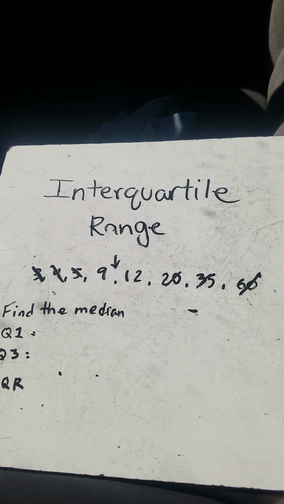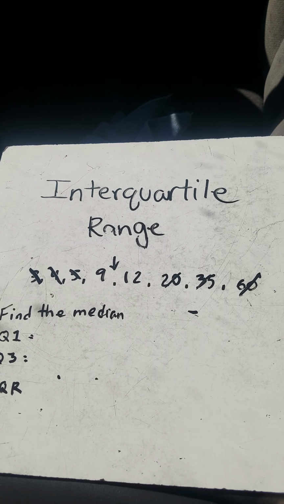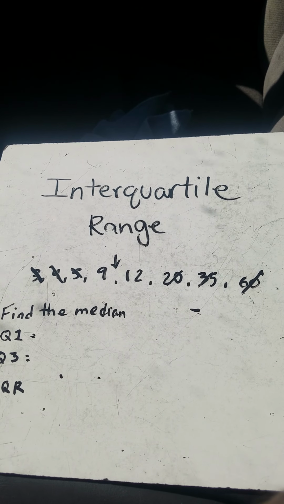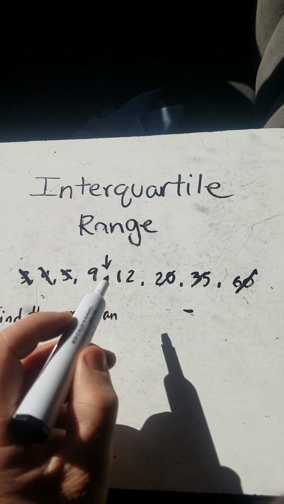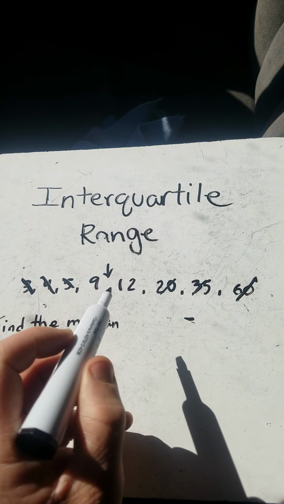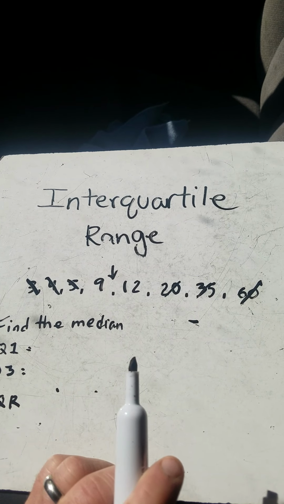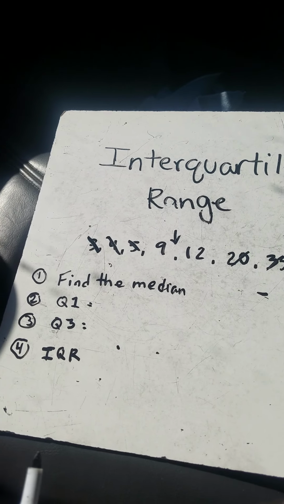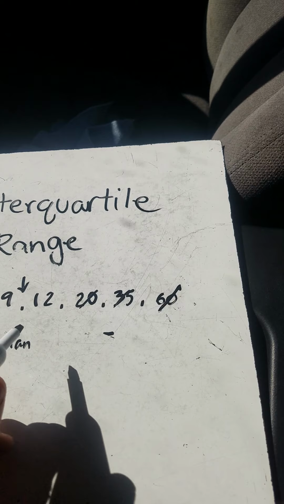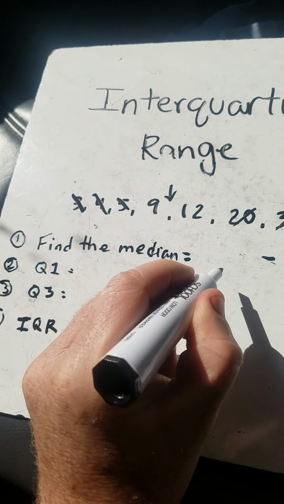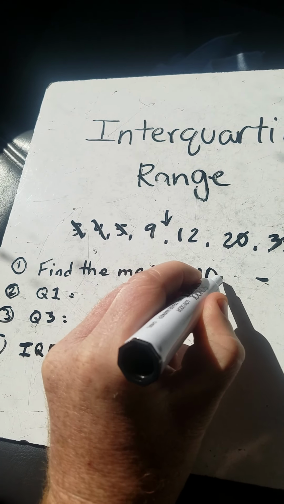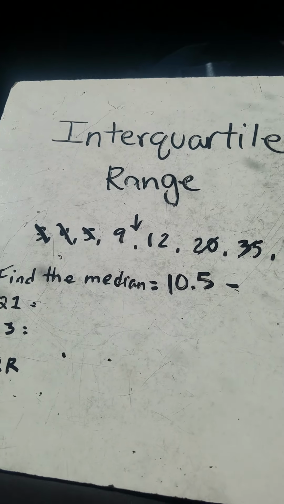Okay, and this is what we've talked about. I'm going to add these two together, and that's going to make a sum of 21. And then I'm going to divide by 2, and that's going to tell me the center of those two. And that would be 10.5. So the first step, find the median, is 10.5.